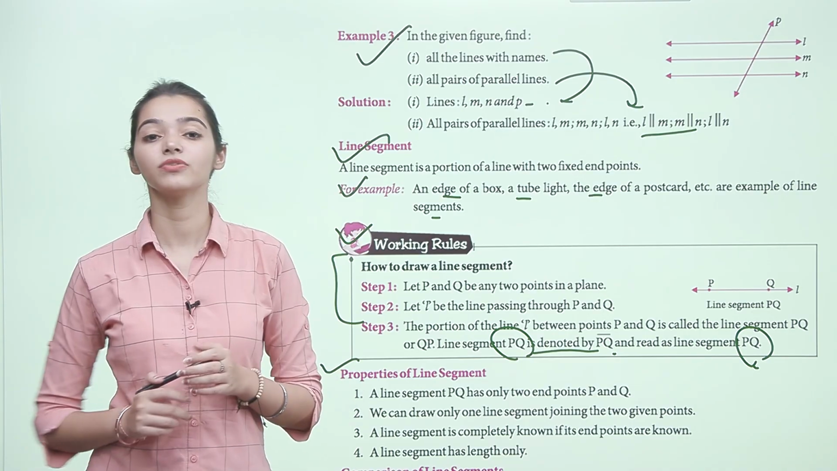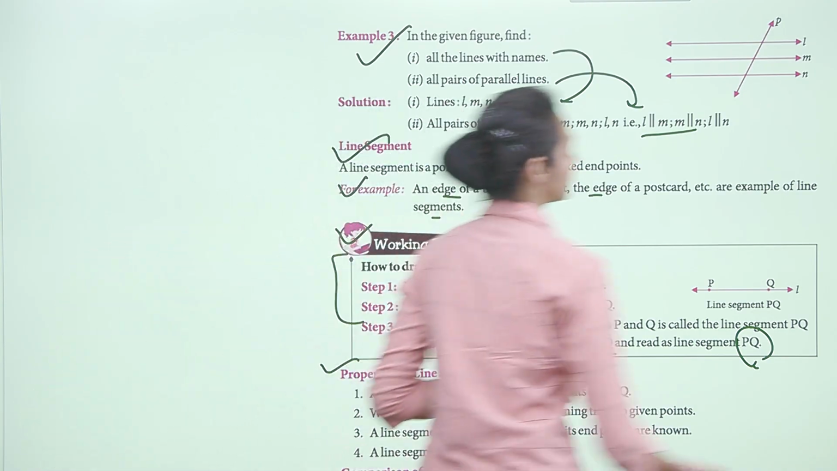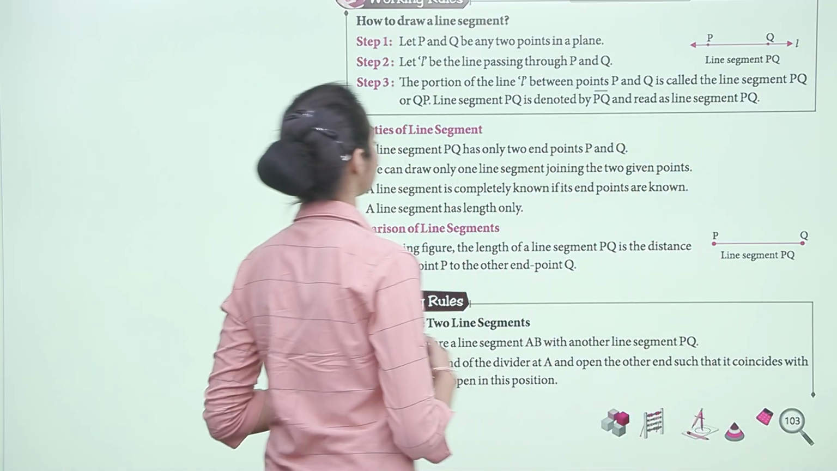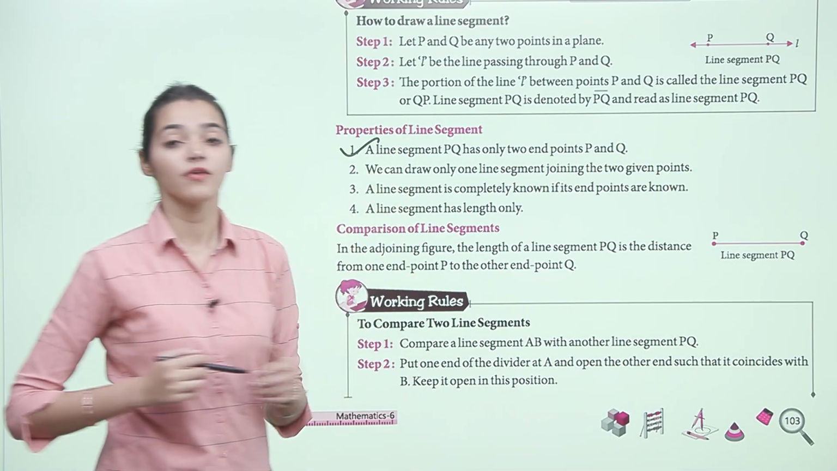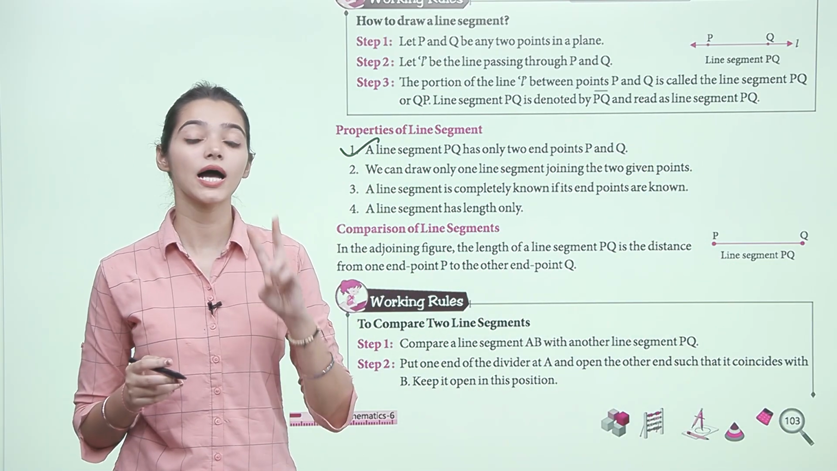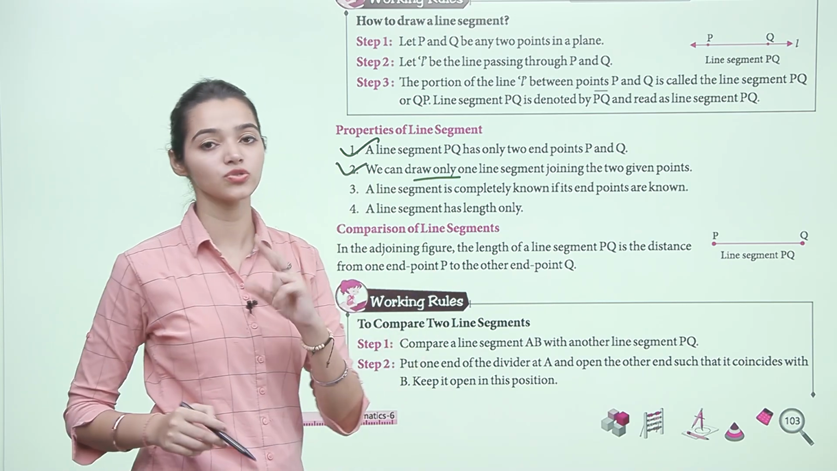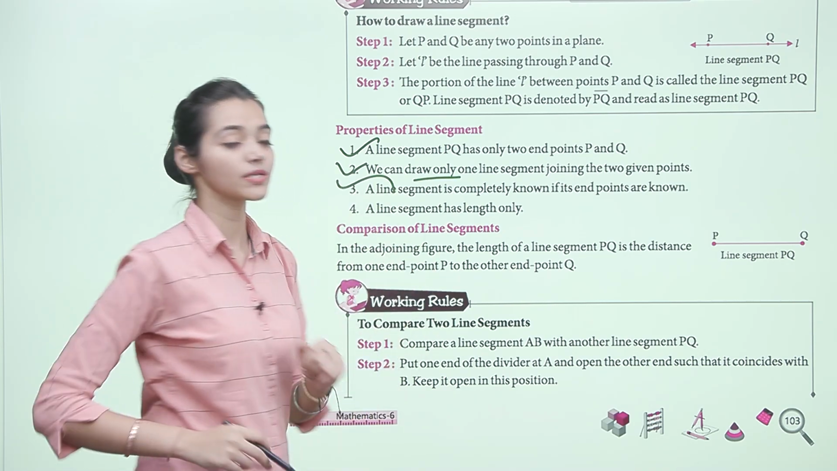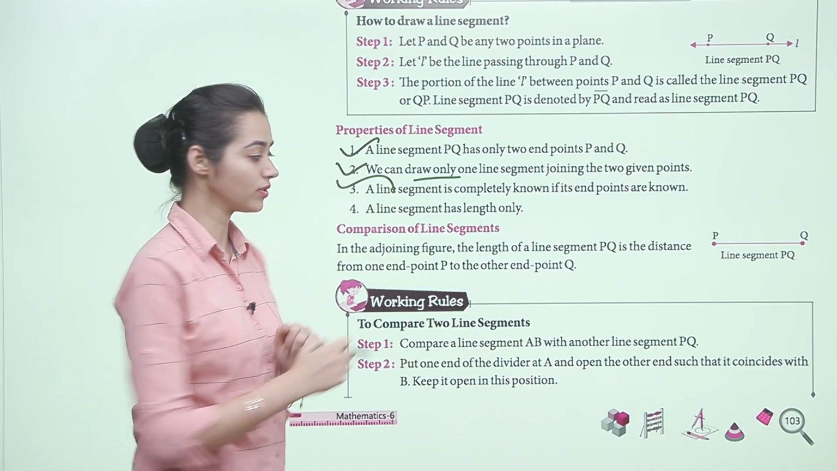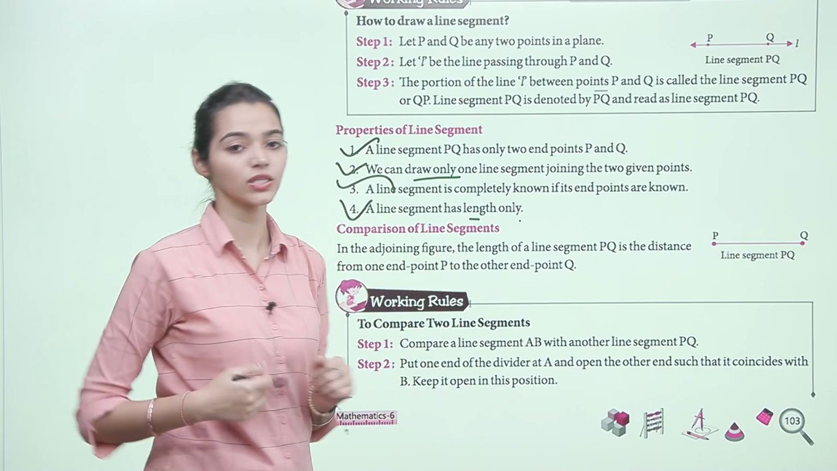Next are the properties of a line segment. The first point says that a line segment PQ has two endpoints, that is P and Q. We can draw one line segment joining two given points. A line segment is complete if its endpoints are known. A line segment has length only.